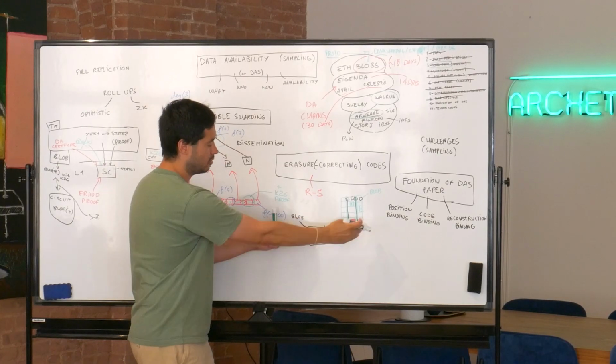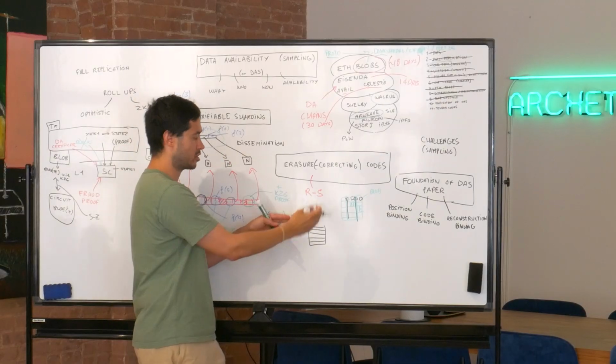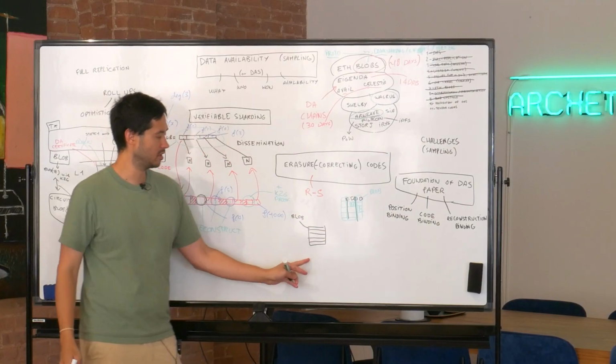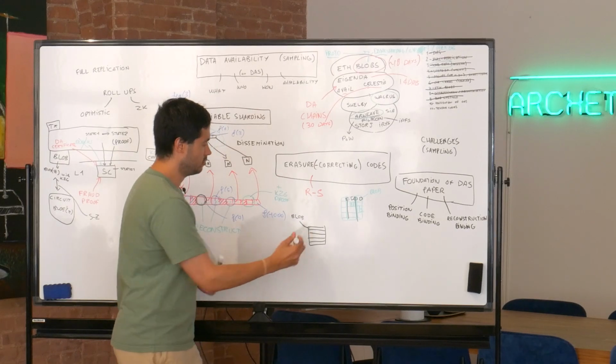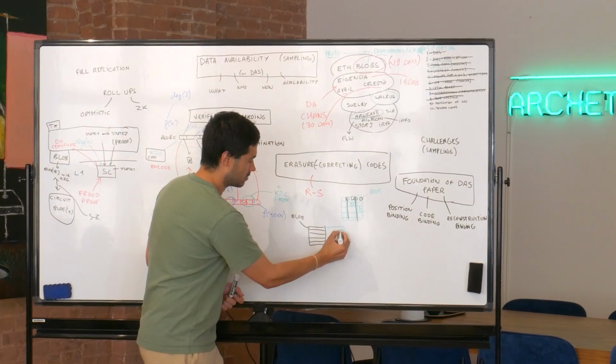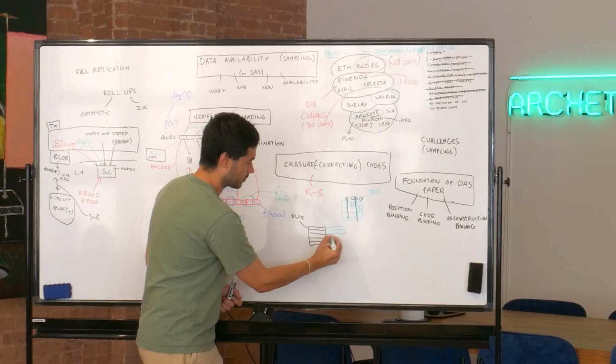But if your data was long, if you only have one piece of data, you could just cut your data and put chunks in each blob. Then you can encode the rows.